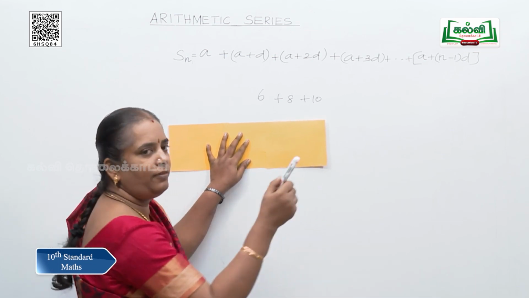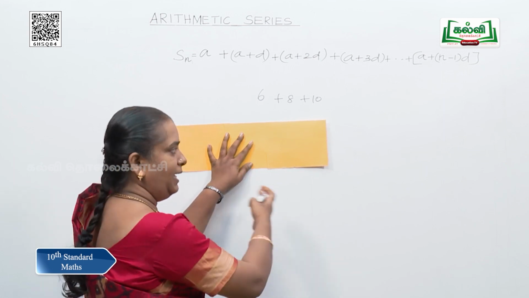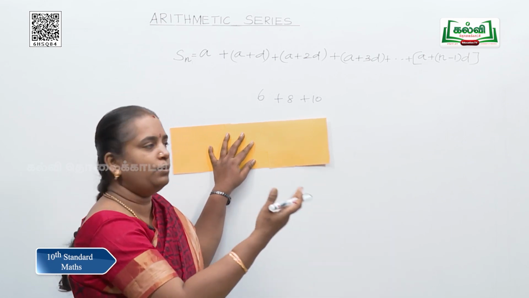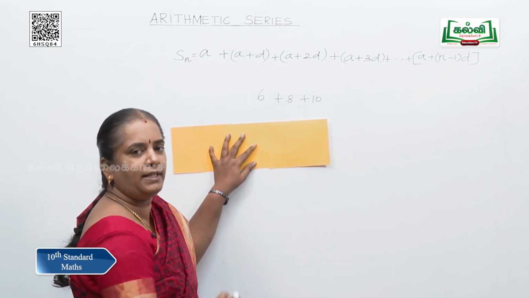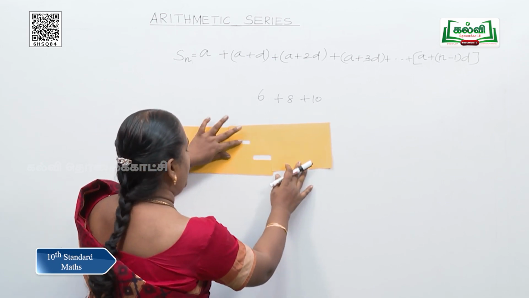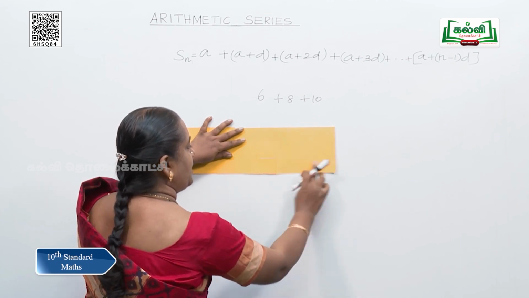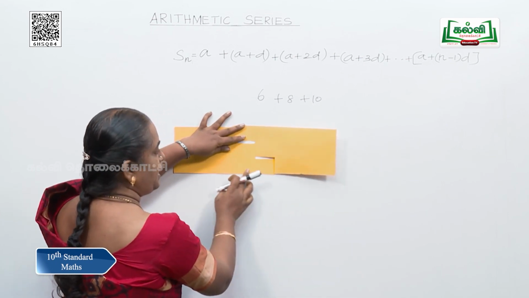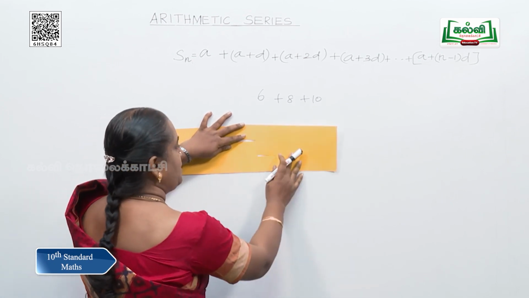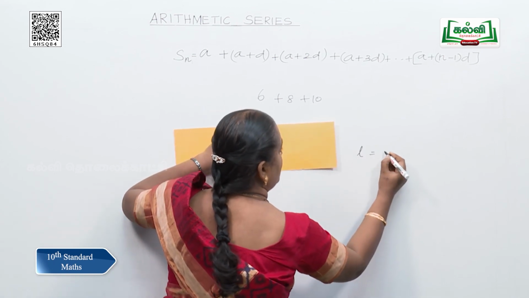So what is the area of a rectangle? In general, what is the area of a rectangle? Formula? Yes, length into breadth. So length into breadth. So what is the length of this rectangle? Can you just say what is the length of the rectangle? Calculate. See, we have taken 6 here. In the smaller step, we have taken 6 units. And in the larger steps, we have taken 10. So 6 plus 10 is, yes, good, 16. So the length of this rectangle is 16.